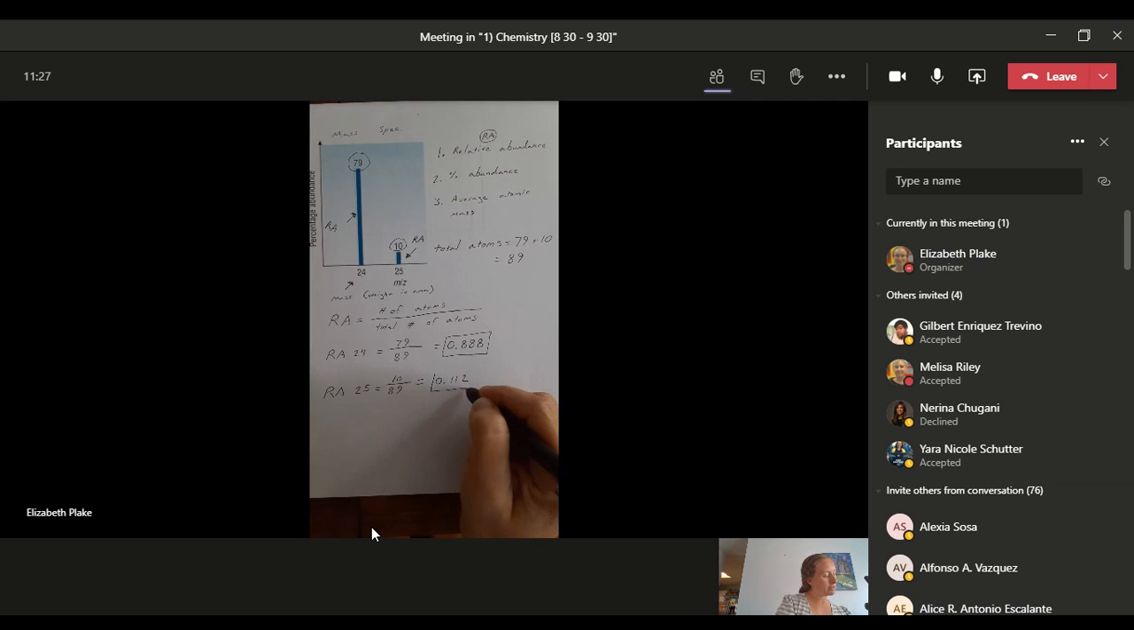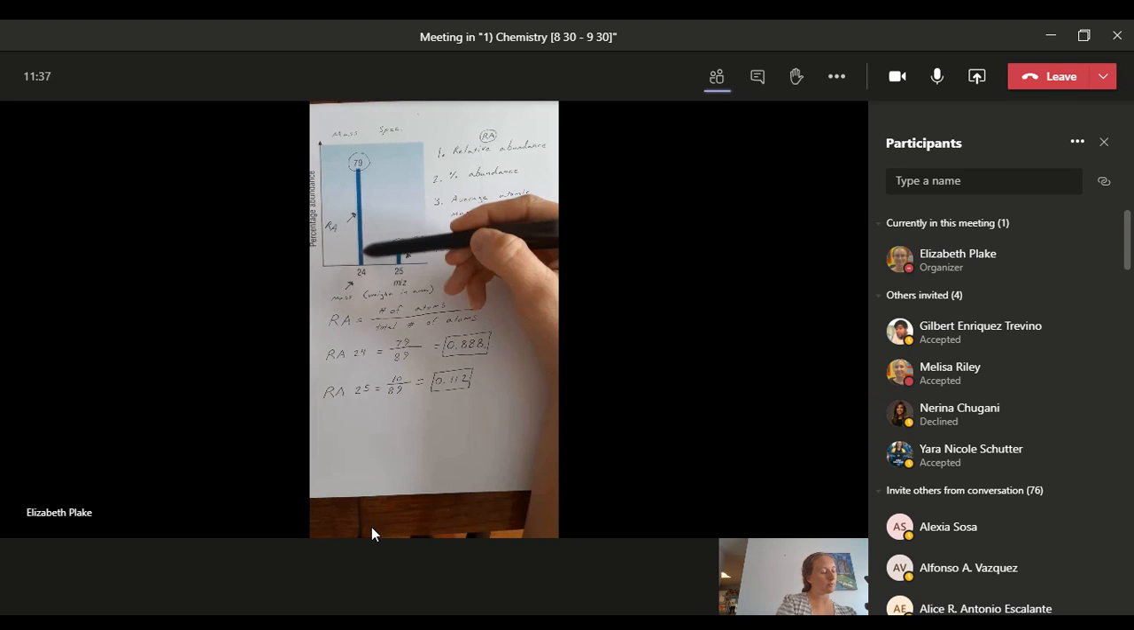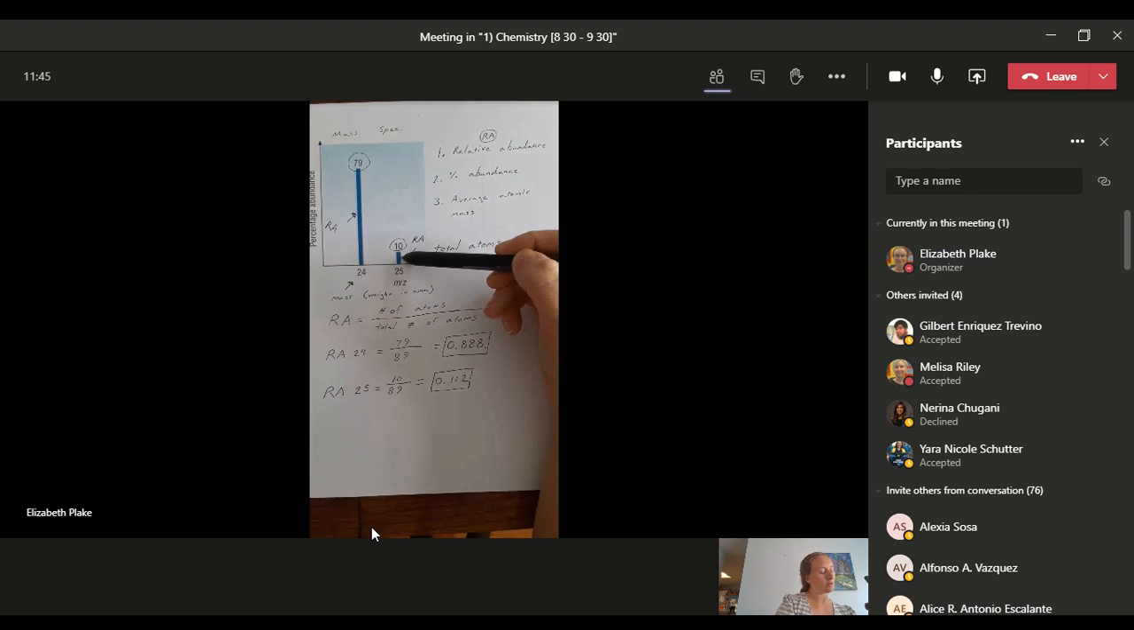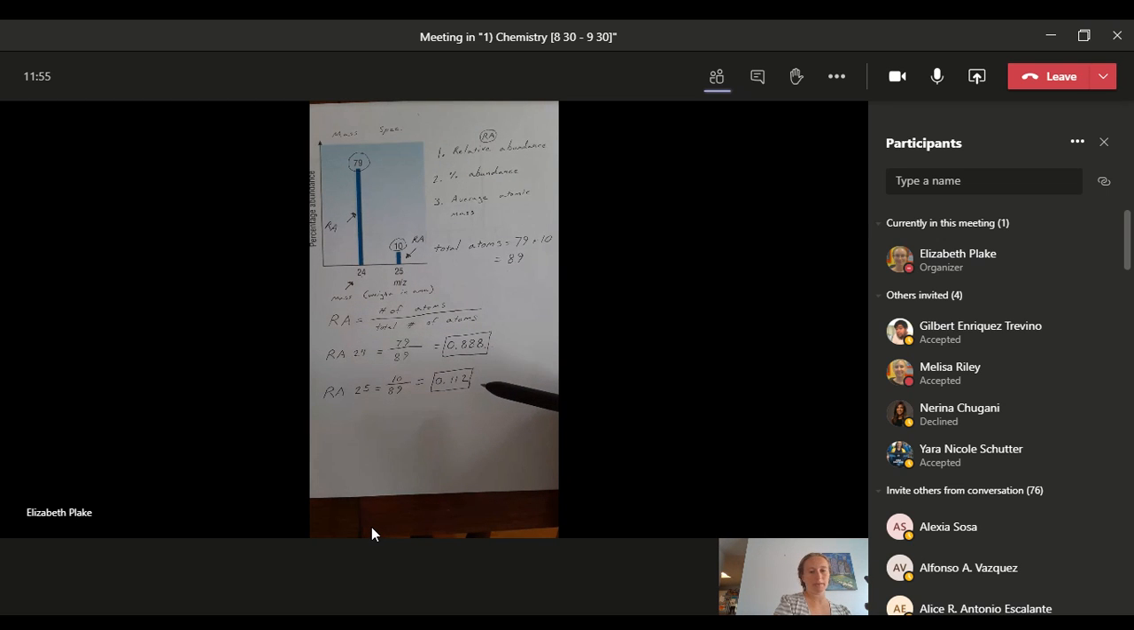Put a box around this because this is my answer. So two relative abundances. This is 0.888. That's the relative abundance of my isotope that weighs 24 AMUs. The 0.112 is the relative abundance of my isotope that weighs 25 AMUs. I have two different bars for the two different isotopes, so I have two different answers.